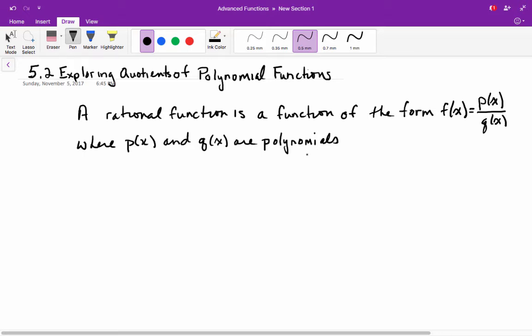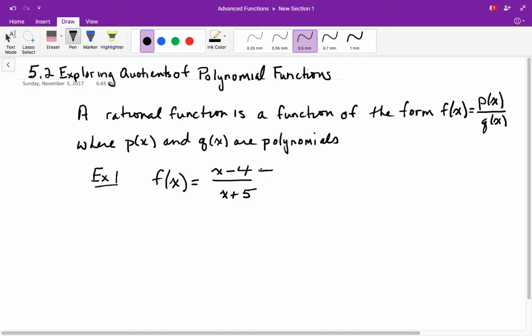Important facts about the graph that will result come from the parts of the numerator and denominator. As you already know, let's start out with an example. Let's say f(x) is equal to x minus 4 over x plus 5.